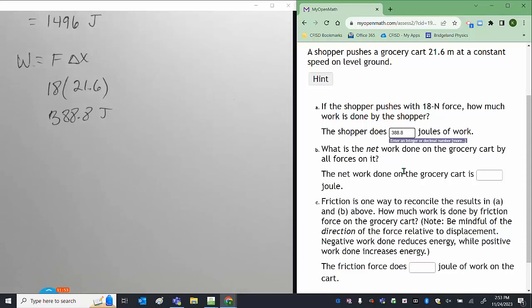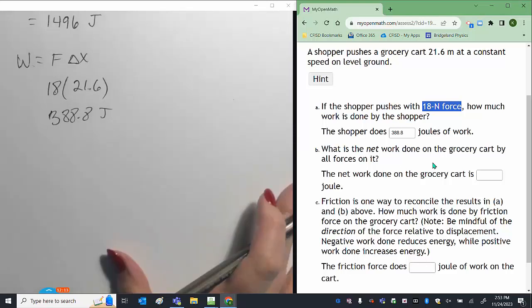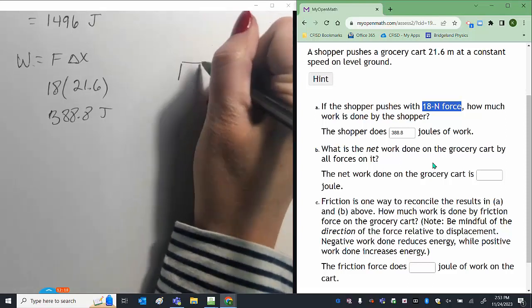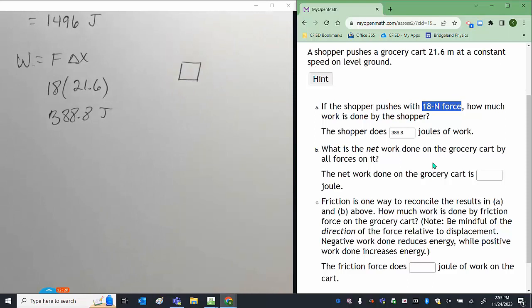388.8. What is the net work done on the grocery cart by all of the forces acting on it? So this is just the work done by the shopper, and in order for me to find that, I use the shopper's force. But if it asks me about the net work rather than the work done by one of the actors in the situation, one of the different objects interacting, then I need to take a look at what forces are present. And it's a good idea to start with a free body diagram.